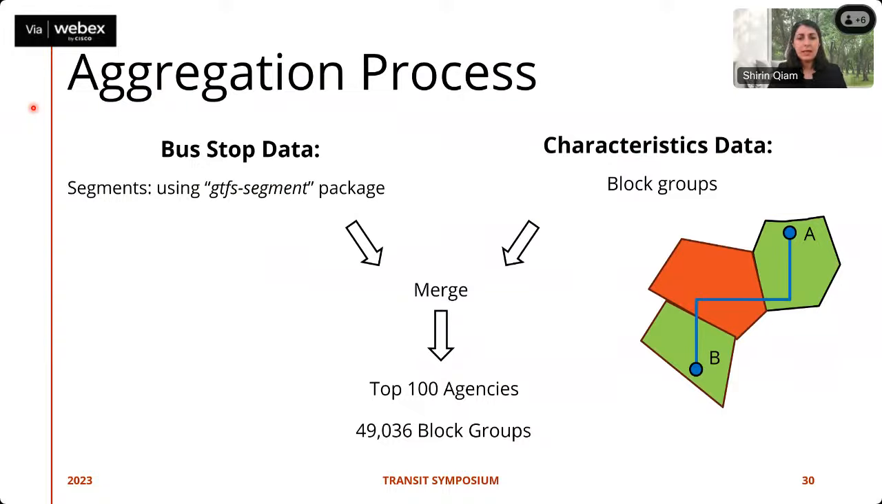For example, in this figure, we have three block groups and one segment in blue line with stops A and B. So here we just consider the green block groups and we assign the blue segment to both of them. Also, to have a more robust analysis, we just consider the top 100 agencies across the US based on the ridership data, and the whole process results in almost 49,000 block groups that have the spacing data and all other features.